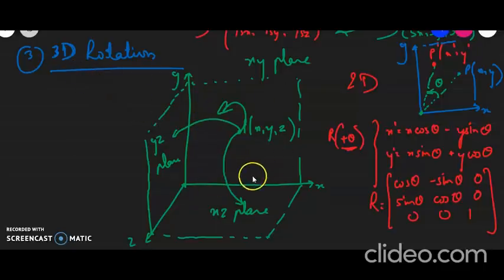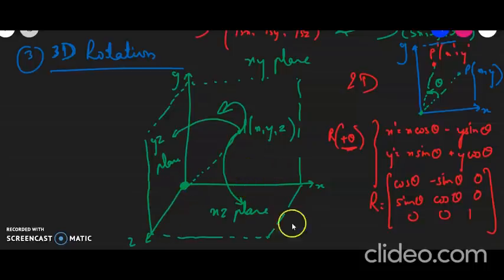Right, so if this concept is clear, that means I cannot take the origin as the reference point like I took in two dimensions. I will say that this will be my reference line, and I'll try to move my object taking this reference line into consideration, because now we are talking about 3D.